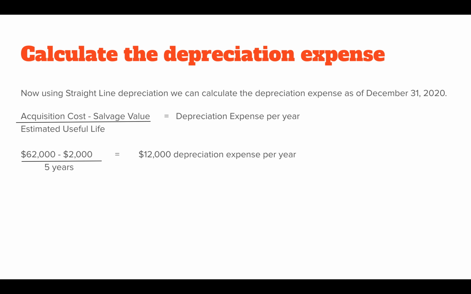Since I bought the equipment and put it into use, I need to record depreciation expense. So how do we determine the amount for depreciation expense? We use our formula for straight line depreciation. We take $62,000 of our acquisition cost minus $2,000 of salvage value over 5 years, and that will give us $12,000 depreciation expense per year. Now, remember, this is for 12 months since I have this asset from January 1st to December 31st. So this is going to be for the full year.